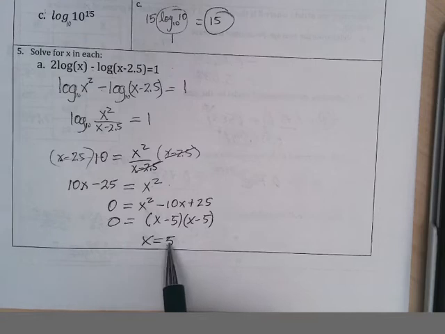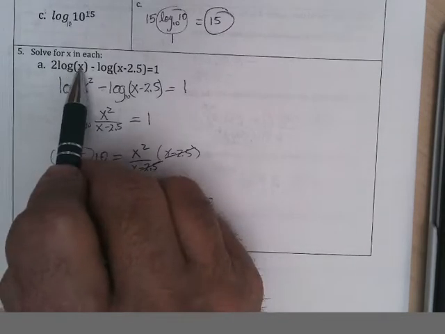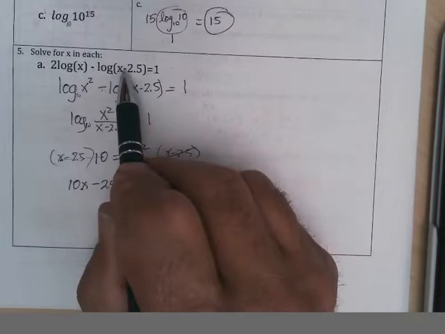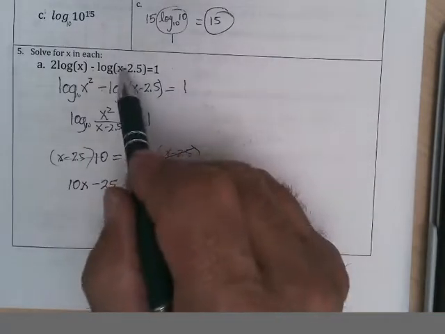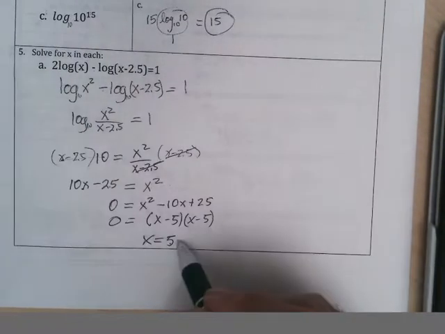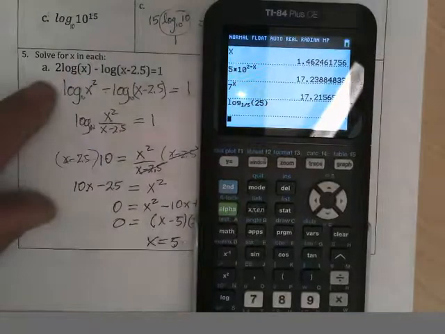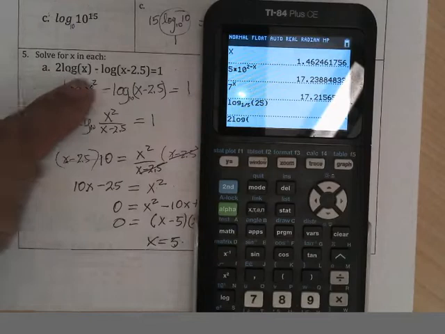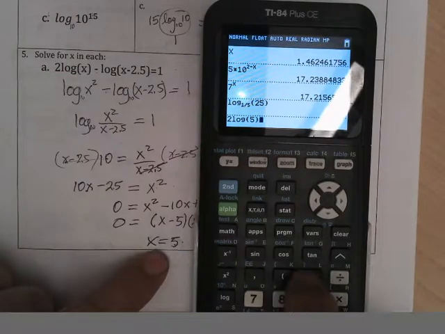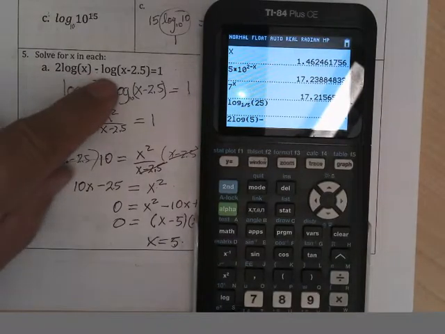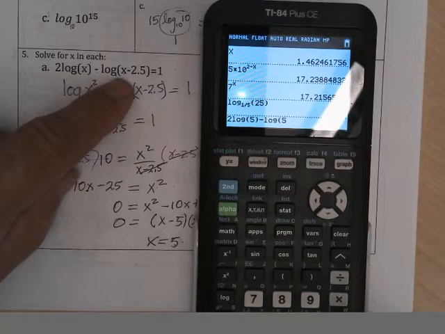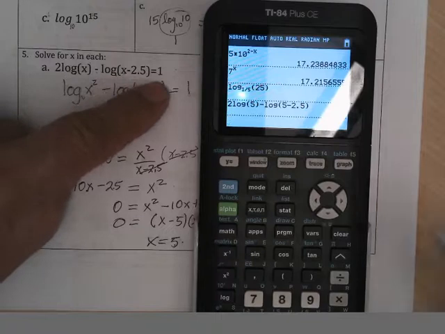You've got to always check your answer. So if I put 5 in here, log of 5 I can do. If I put 5 in here, 5 minus 2.5 is positive, so I can do that. So that 5 should work, and so this is okay. If it didn't, there might not be any answer that makes this work. But in this case, it does work. And you can check it on your calculator. You can go 2 log 5 minus log of 5 minus 2.5, close parenthesis, and I press enter, and I get 1.